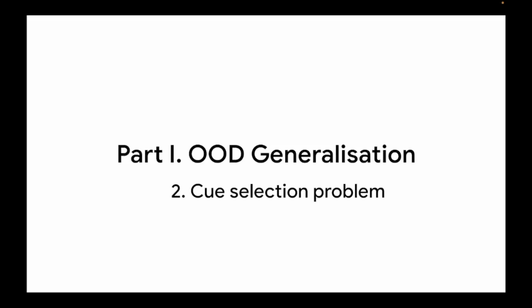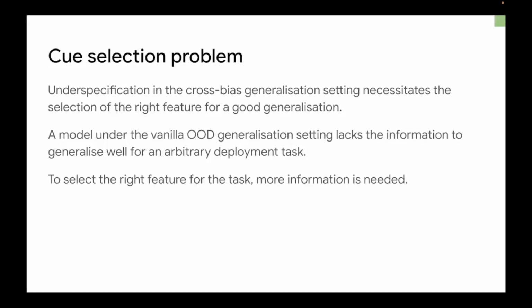OOD generalization. So let's resume the discussion from last time on the Q selection problem. The Q selection problem is very important because in many cases you have an underspecified data set. So we are talking about cross-bias generalization, where we're amplifying the bias and the confusion due to some of the factors that are not essential for the task at hand. And when underspecification happens, it's important to get the right signal to indicate what is the right Q to look at. And that is the enabler for OOD generalization eventually.